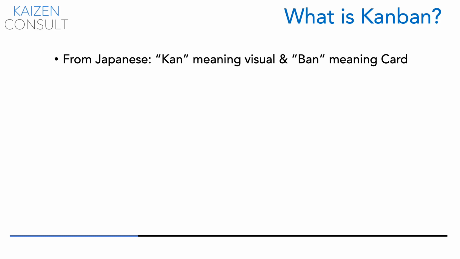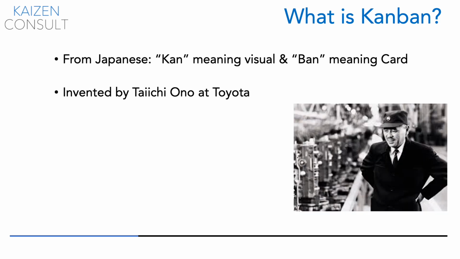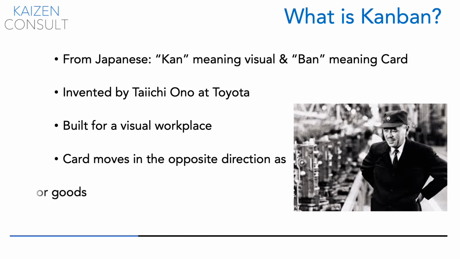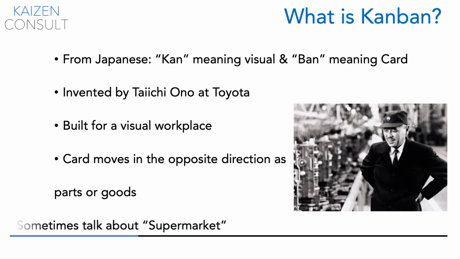So what is Kanban? It comes from the Japanese, with kan meaning visual and ban meaning card. It was invented by Taiichi Ohno at Toyota and was built into the movement of creating a visual workplace where visual elements reduce the need for training and increases standardization. The system will have a card which will move back in the opposite direction to parts or goods to signal that parts downstream are finished. We sometimes talk about supermarkets, which is another Kanban technique.